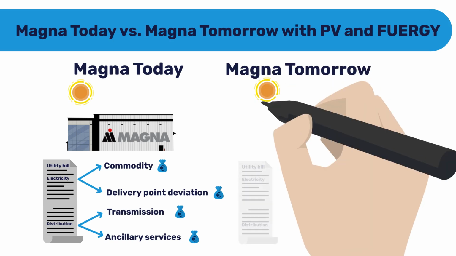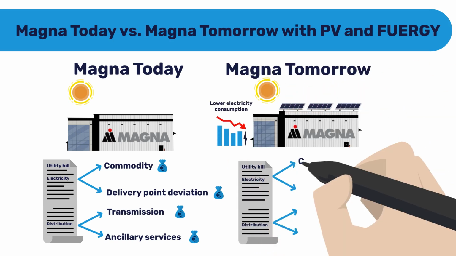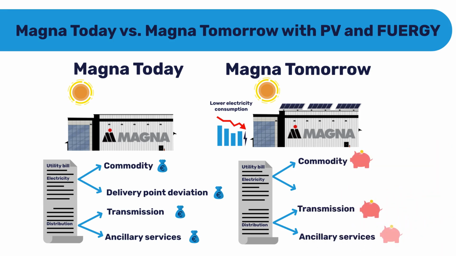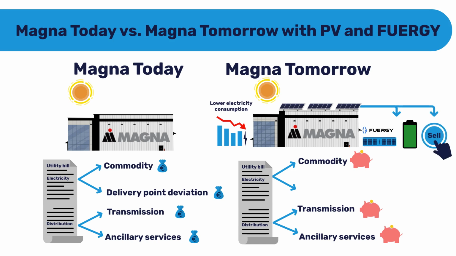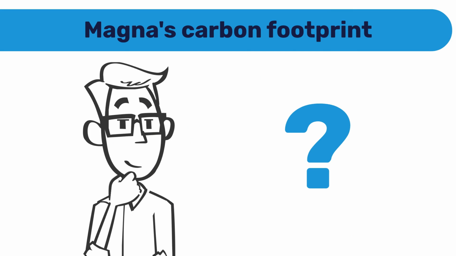What Magna can do is to install solar panels to lower electricity consumption from its energy supplier, lowering commodity costs and some of the distribution costs. The smart battery storage brain and energy management system will handle storing and efficiently managing solar surpluses. Through predictive energy management, the brain will also reduce Magna's delivery point deviation, generating extra revenue from the provision of ancillary services. How will the Fuergy solution affect Magna's carbon footprint?